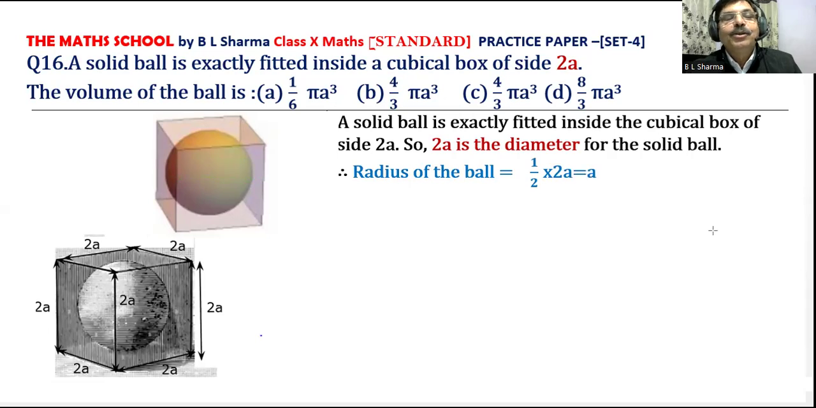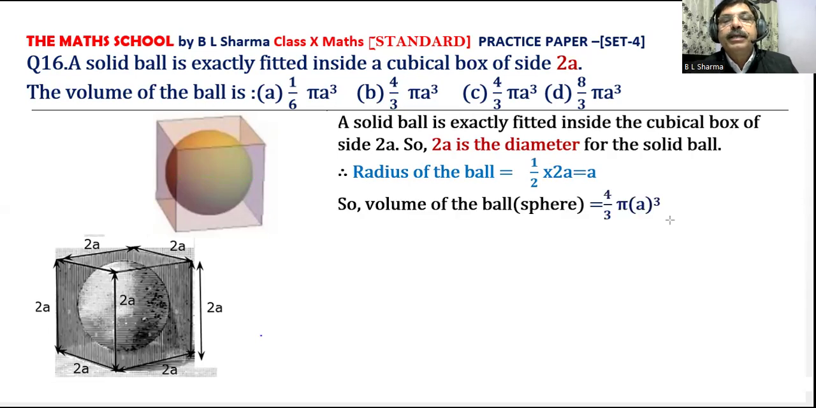That is a. And now we know that the volume of a spherical ball is 4 upon 3 pi into radius cube. So 4 upon 3 pi and the radius is a, so 4 upon 3 pi a cube. Yes, this is it. I think both are the same answer, so you can mark this one. That's all for this question.